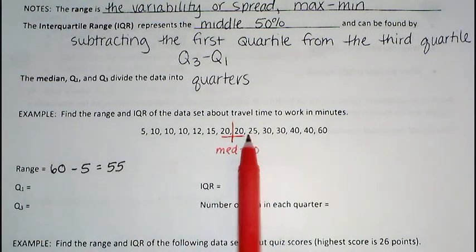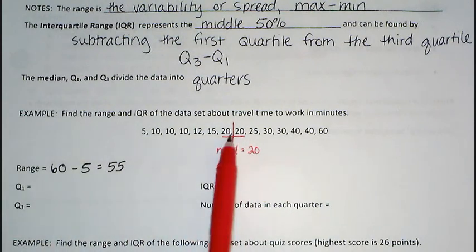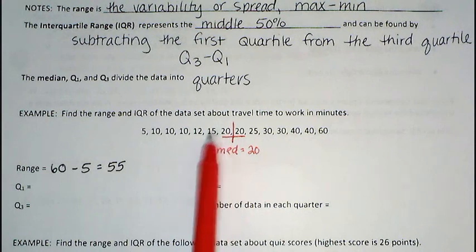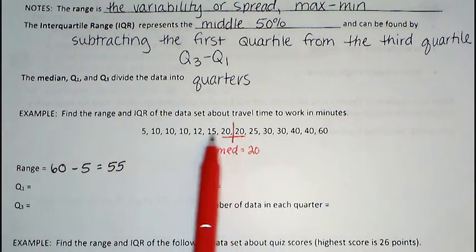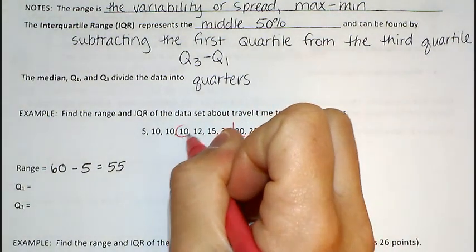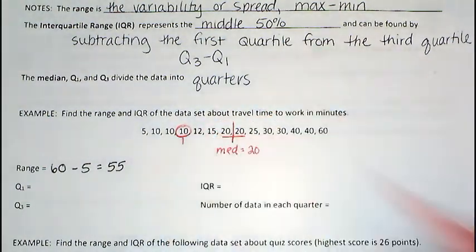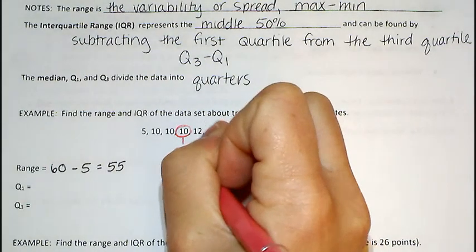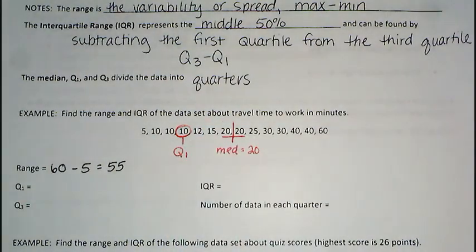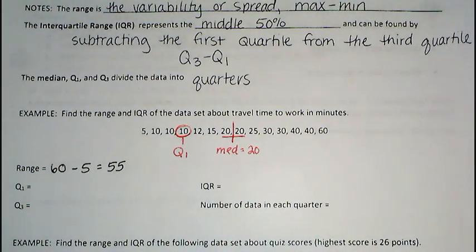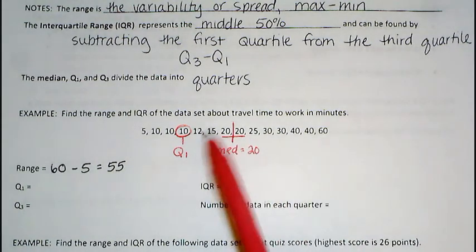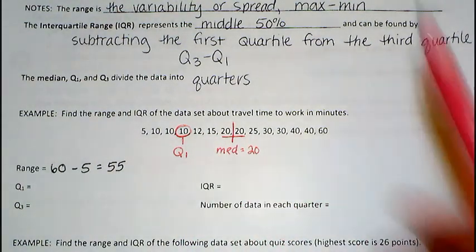So now that I've split the data in half, I'm going to take the lower half and find the center of that data. There are 7 data points, so I'm going to find the middle number. In this case, that's 10. So that is my first quartile, Q1. Now, if there were an even number in the lower half, just like what we did with the median, you would take the two middle numbers, add them and divide by 2.